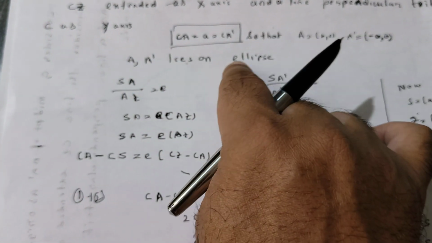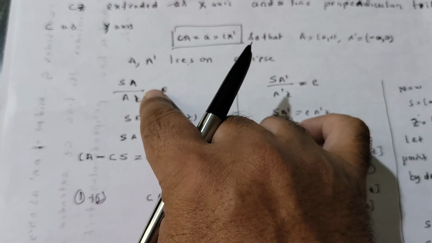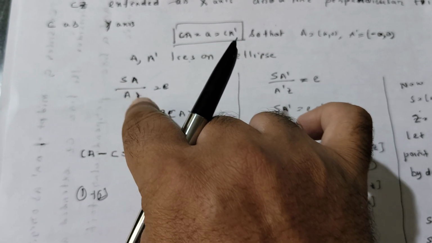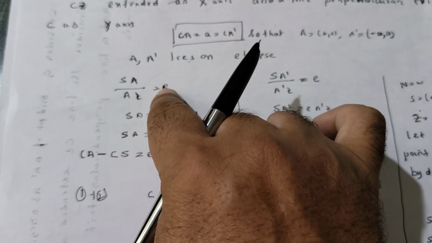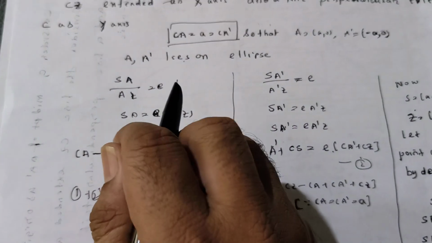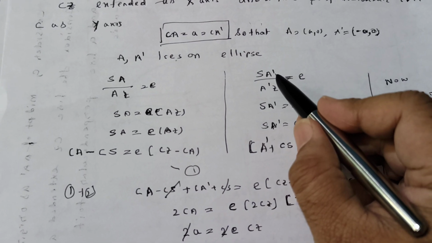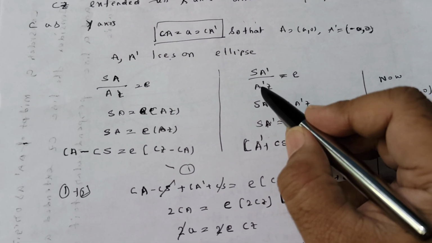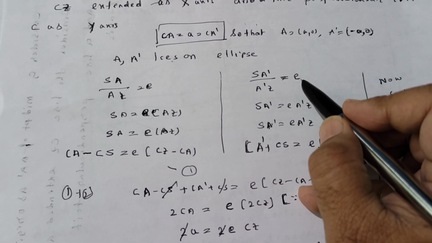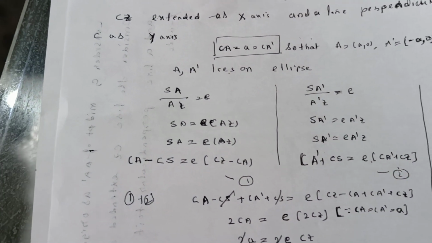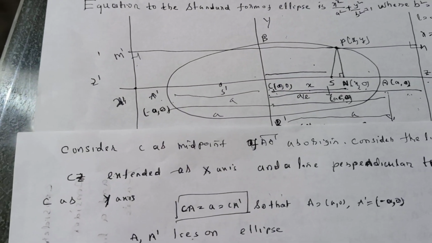If A is a point lying on the ellipse, the locus of a point whose distance from a fixed point to the fixed straight line are in the constant ratio E. That means SA by AZ is equal to E. Similarly, A dash point is lying on the ellipse, SA dash by A dash Z is equal to E. Probably you might be getting the doubt at this part. Let us draw it and we will see the structure.